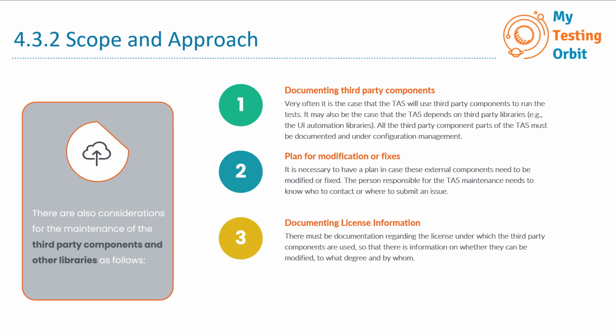Number three, documenting license information. There must be documentation regarding the license under which the third-party components are used, so that there is information on whether they can be modified, to what degree, and by whom. So books also have rules. You have a library policy that tells what is allowed.